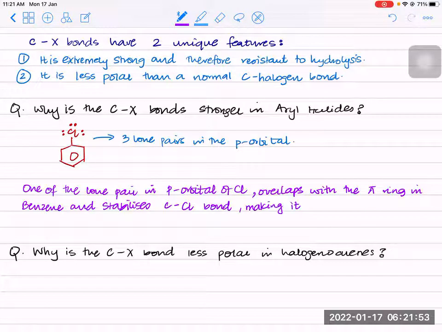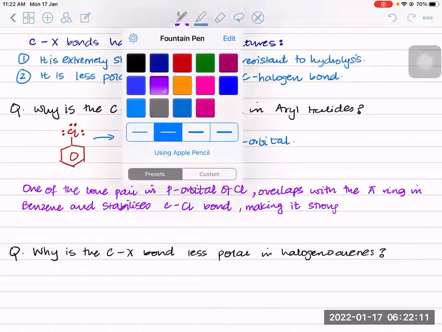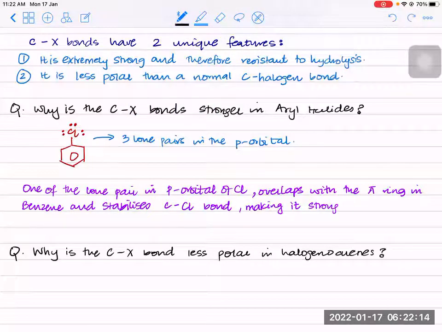What happens is that you have three lone pairs here. Any of these lone pairs, since they're in the p orbital, will overlap with the pi ring. So there will be extra strength provided to this bond because of the orbital overlapping with the pi ring. This overlap makes the bond stable and stronger. Not only CCl, even if I replace it with a Br or an iodo, the bond will be super strong because of the lone pairs overlapping with the pi ring.